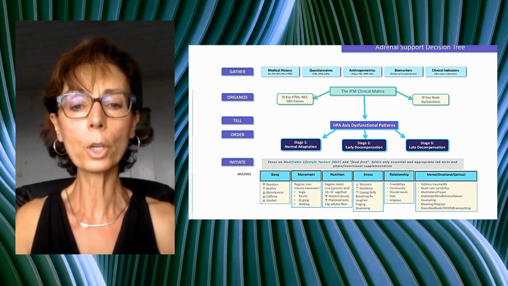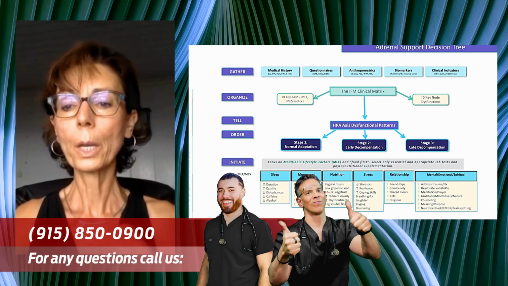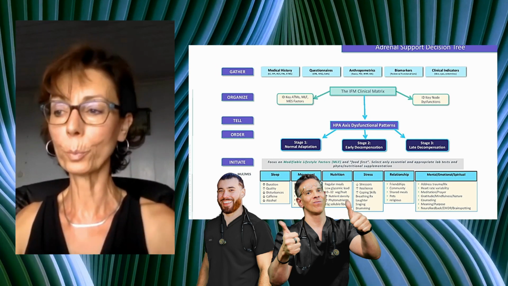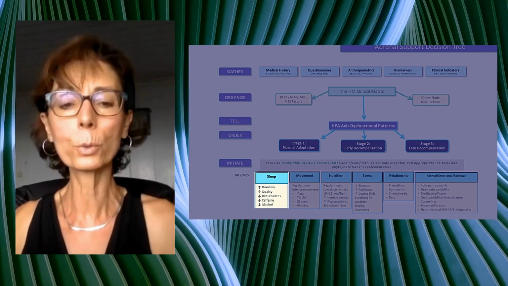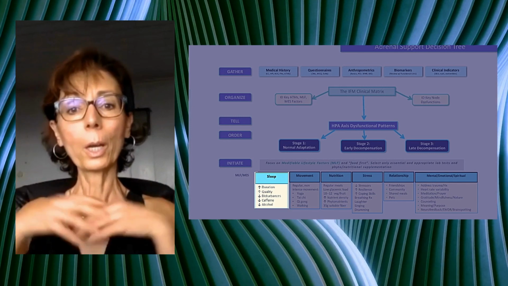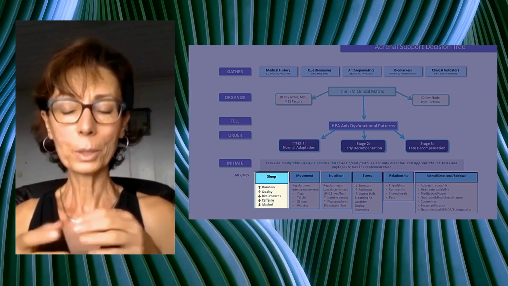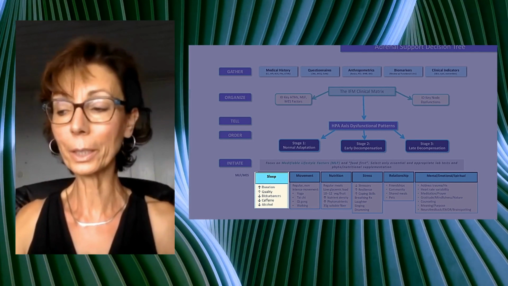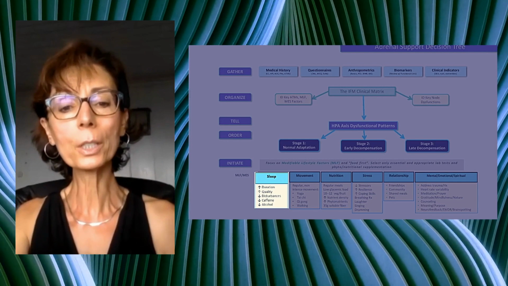So first we're going to talk about sleep, and then movement, nutrition, stress, relationships, and sort of the mental, emotional, psychospiritual piece. Let's start with sleep, because sleep is crucial. Sleep is anabolic, whereas elevated levels of cortisol are catabolic. To counteract that, we really need to work on sleep, because sleep is very anabolic.